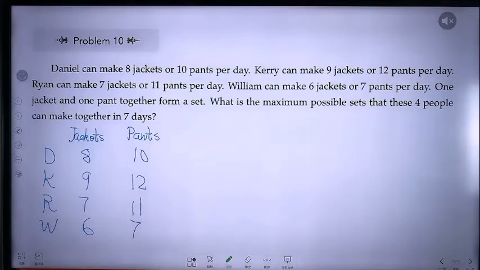So by that observation, you should have built some idea that you could probably make slightly less than two people working on pants, and then slightly more than two people working on jackets.